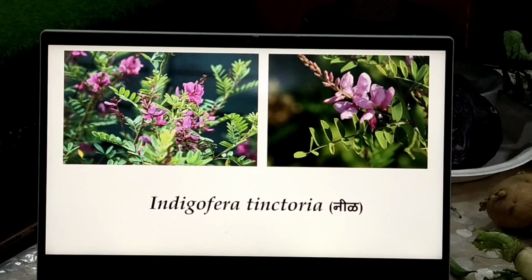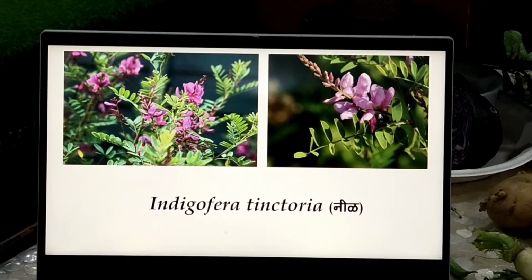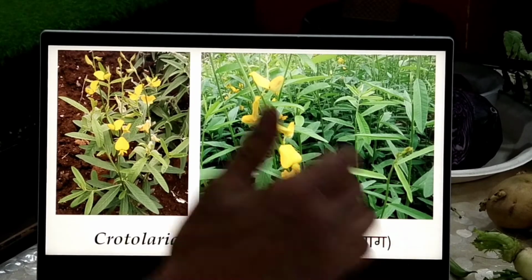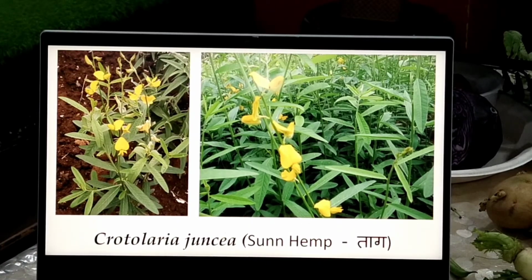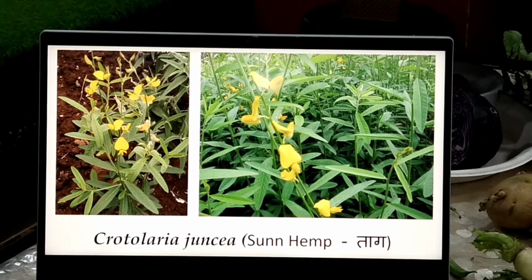You probably are all aware of the Champaran Satyagraha by Mahatma Gandhi. The farmers were in trouble because Britishers were trying to claim all those indigo crops at a very low cost, and this has become very famous in history. It belongs to Fabaceae family. Crotalaria juncea, Sunhemp, Tag. This is a plant that produces a lot of fibers, sclerenchyma.